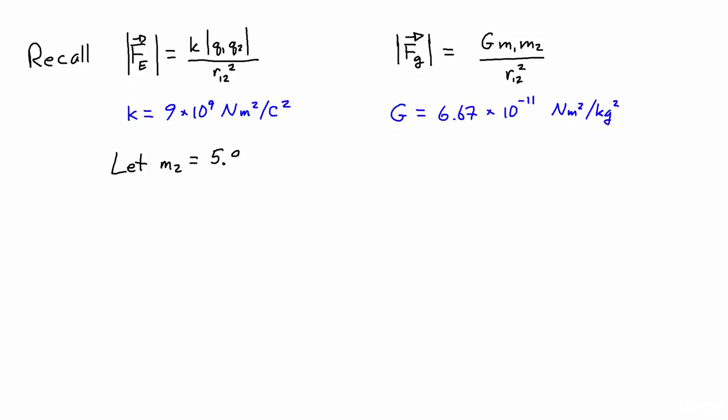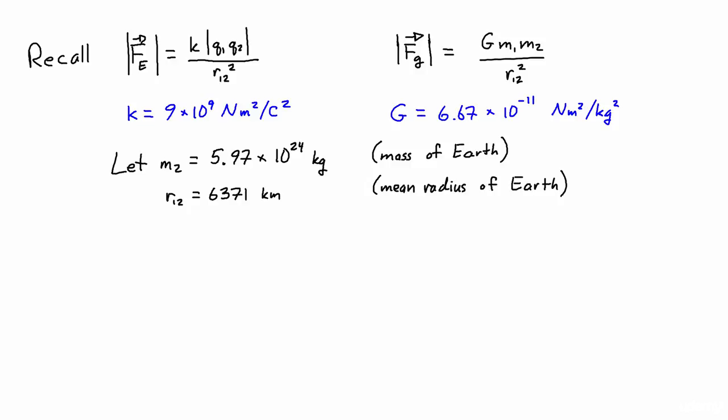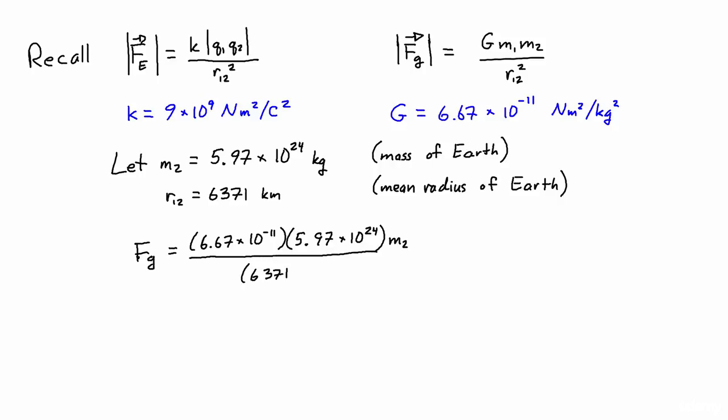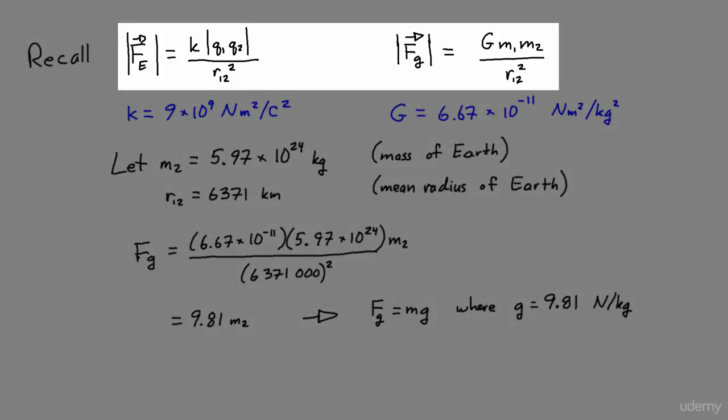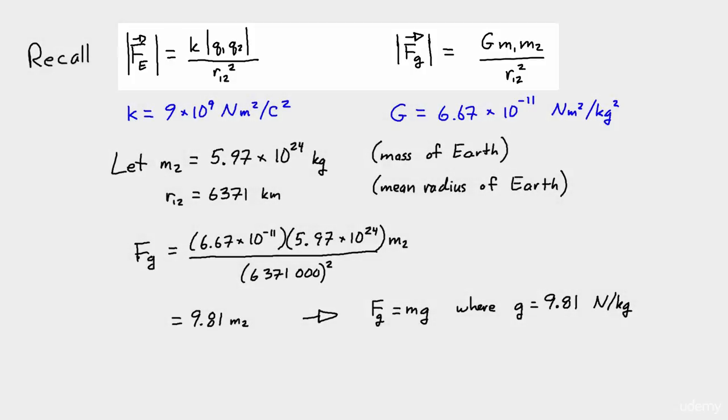If we apply the universal law of gravitation at the Earth's surface, then we can substitute in the mass of the Earth and the radius of the Earth, and we can isolate F_g equals mg, just like what we had before, where g is 9.81 newtons per kilogram. So there's nothing really new here. This is just from mechanics, and what I'm trying to do is to show the relationship between the electric force, k q1 q2 over r12 squared, and the gravitational force, G m1 m2 over r12 squared.